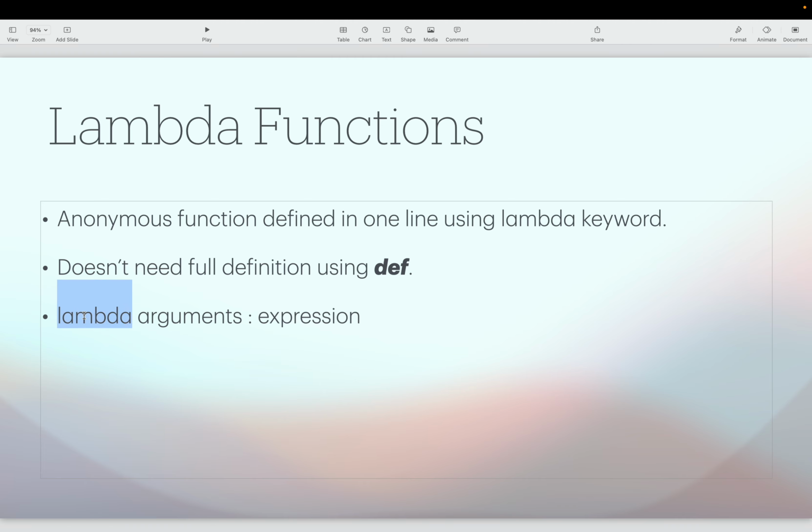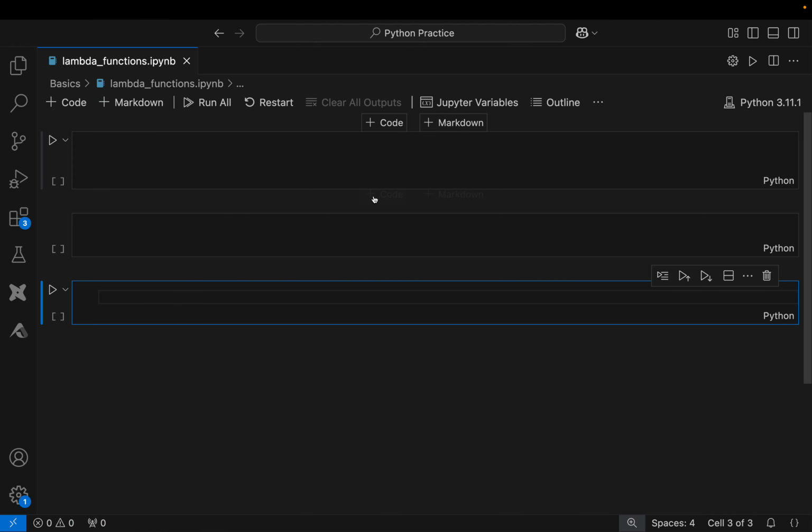And how can we write lambda? This is the syntax. Lambda is the keyword we need to use, then we pass our arguments, and then we write our expression. I'll cover a demo about this, showing how we can use a lambda function.